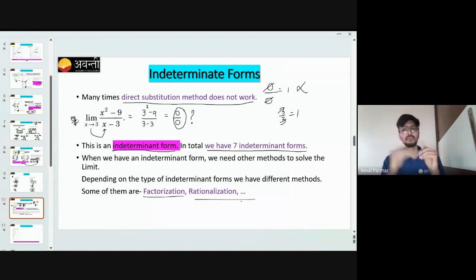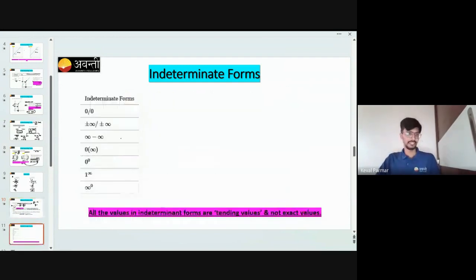So let's look at what the indeterminate forms are. What are the 7 indeterminate forms? So here is a list of the indeterminate forms. The first one we have seen is 0 upon 0. The second one is infinity upon infinity, or minus infinity upon minus infinity, or plus infinity upon minus infinity and so on.